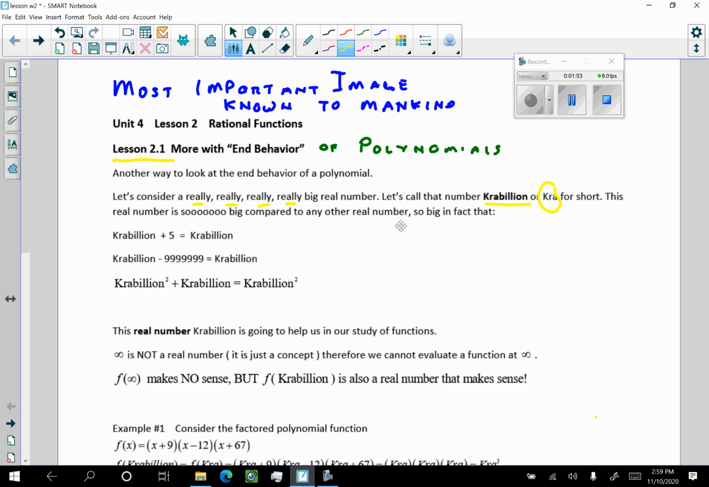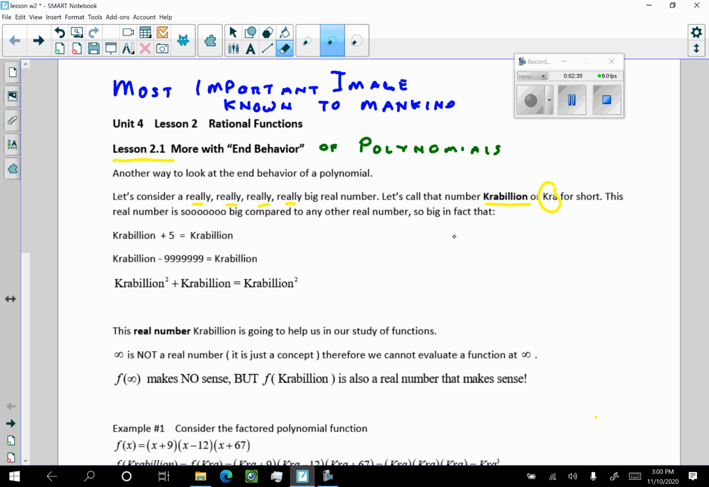If you had $1 billion and somebody gave you $500, how much would you have? You wouldn't have $1 billion plus 500. You would just have $1 billion. Losing $100 or losing $1,000, gaining $1,000, has no bearing on the fact that you have $1 billion. And that's the same kind of concept we're going to talk about with this Krabillion.